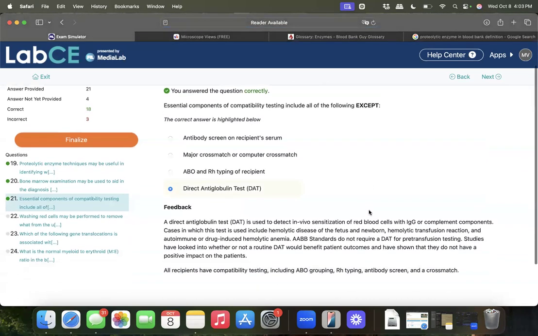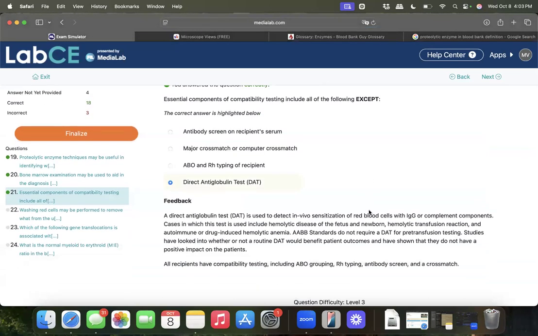Yes. Right, so DAT is used to detect the in vivo sensitization of red blood cells with IgG or complement components. So DAT has nothing to do with testing compatibility. Now, aside from that, if I do have a positive DAT, right? Let's say patient is A positive with a positive antibody screen and they have a positive DAT. We need to resolve that DAT before we can transfuse compatible red cells, right? Or at least we'd like to resolve that DAT.